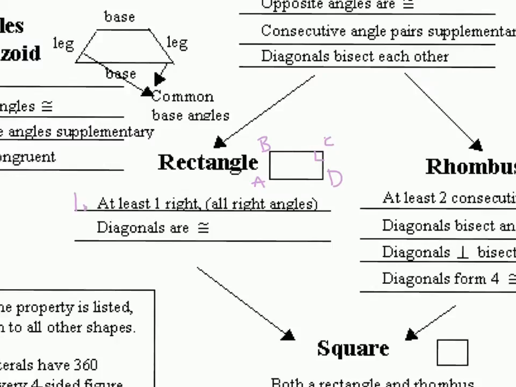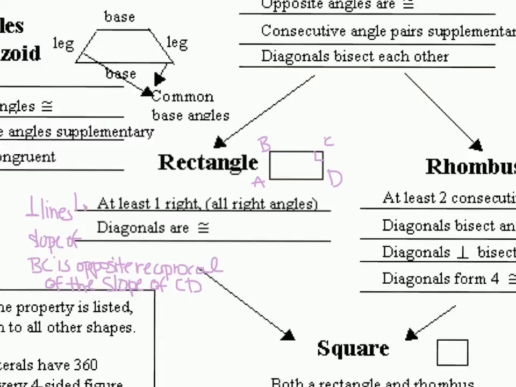And we can use the perpendicular lines to prove that by saying that the slope of BC, which is this line right here, is the opposite reciprocal of the slope of CD. Now, if they are opposite reciprocals, then I know they are going to create a right angle. Pause the video, write this down, hit play when you're done. Ready, pause.